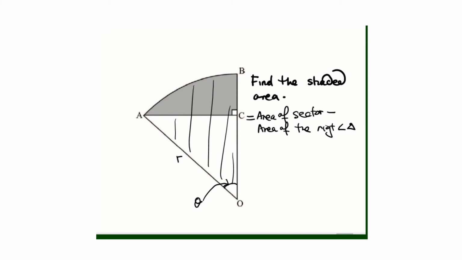Now, the most important thing is to find these areas. We know that the area of the sector is given by the formula we already have. 1, the area of the sector is given by half r squared theta, where theta is in radians. And now 2, we are going to find the area of the triangle.